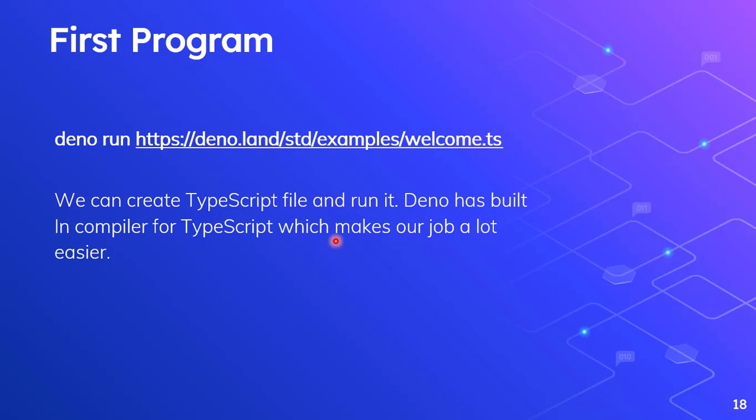It can have some drawbacks because the URL that we are running can be malicious, but it's a feature of Deno.js and it's very cool. As you can see, it's from Deno land, the creators of Deno.js, and we are running a welcome TypeScript file here. After we run this, we will create a TypeScript file and run it, and Deno has a built-in compiler for TypeScript, which makes our job a lot easier. So we will easily run our TypeScript code and compile it, and we're good to go.